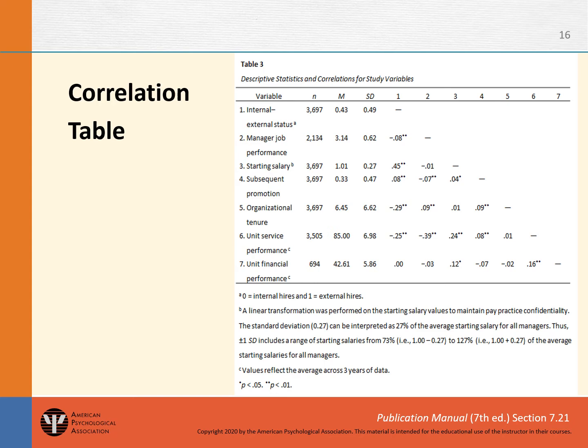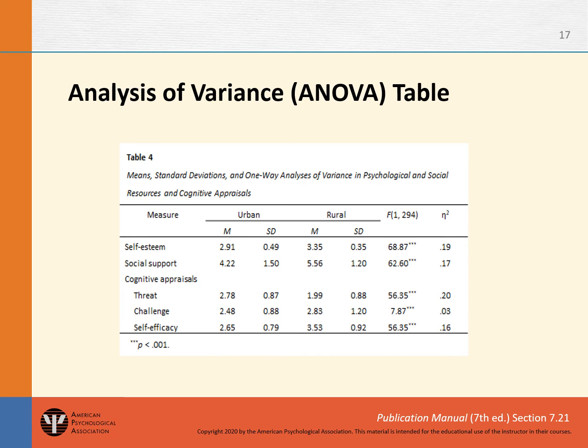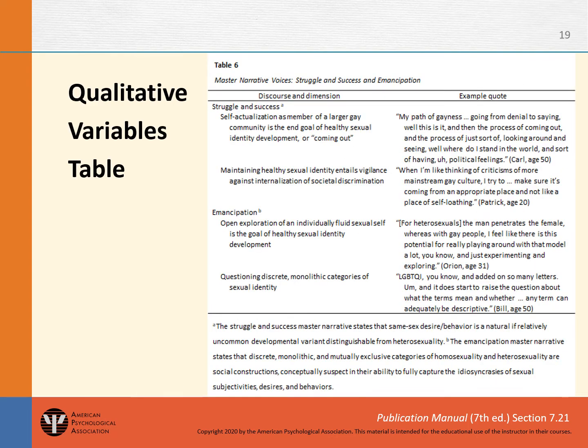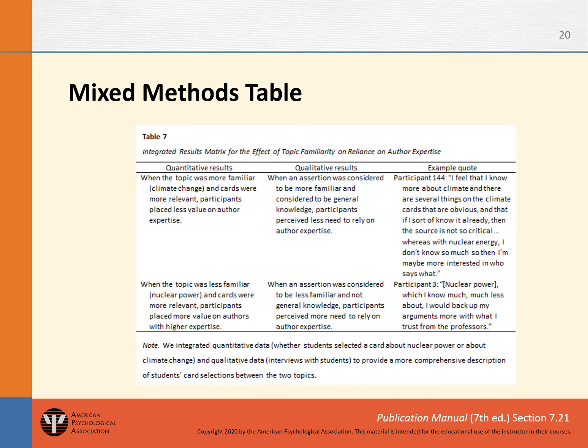Here's an ANOVA table. They all contain headings along the top and down the side, and then the data. Here's a regression table, and some contain notes at the bottom. Here's a qualitative variables table, and a mixed method table. So tables can be numeric, or they can be alphabetic or textual tables.